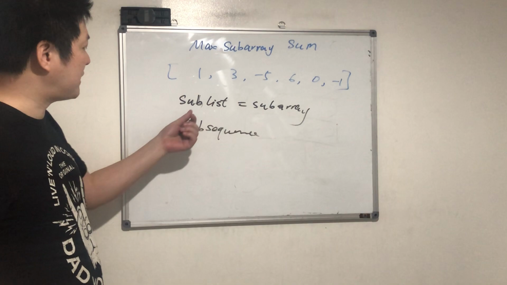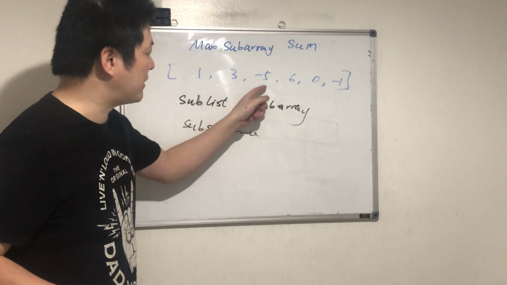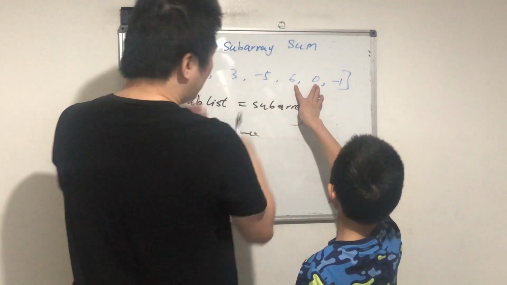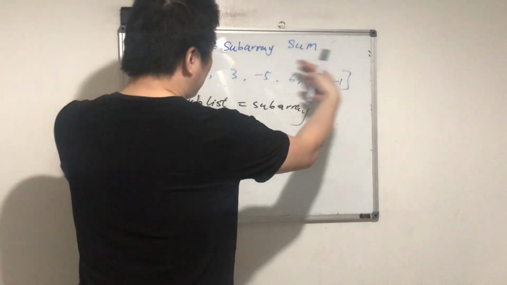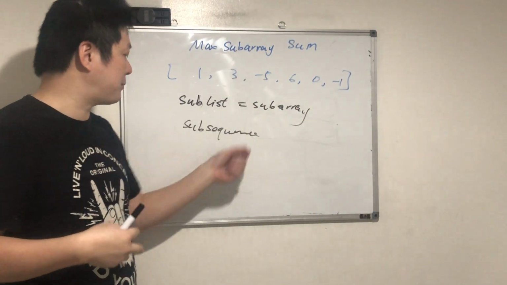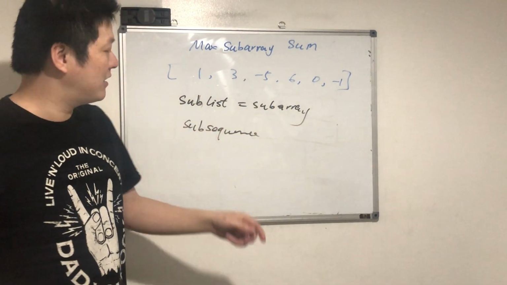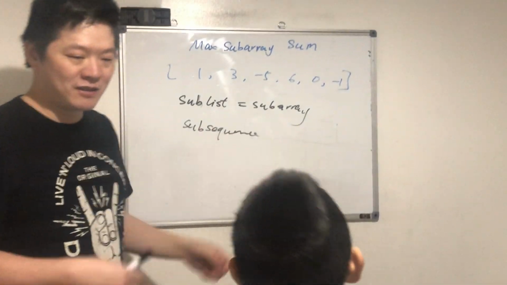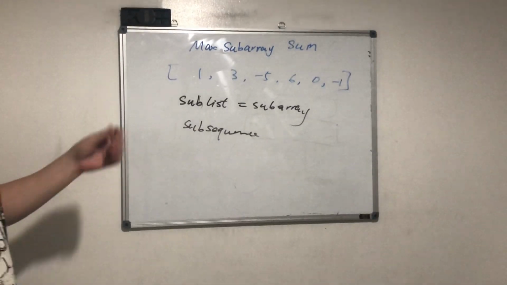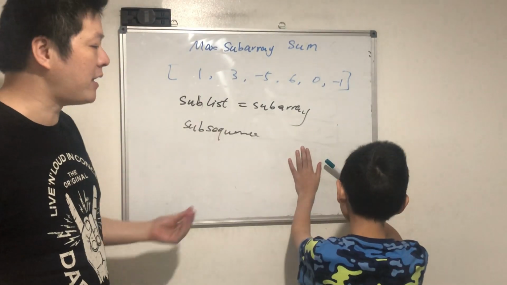For example, a sublist is 3, -5, 6. You pick two boundaries, like 6 and 0. It has to be consecutive elements, but a subsequence is not. You can pick 1, -5, 0, or 3, -1. You can jump, like 1, 3, 6. So the task is to find the sublist which has the largest sum.